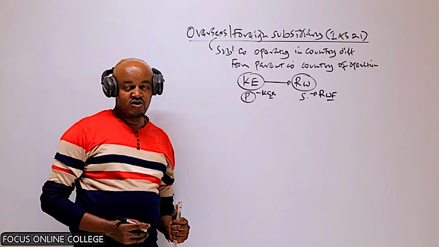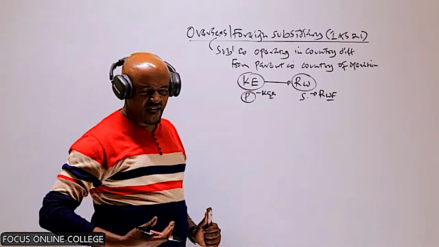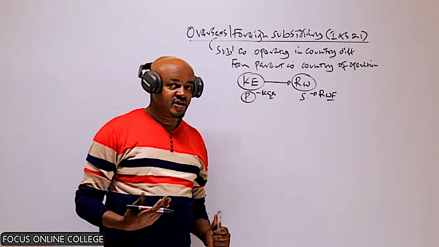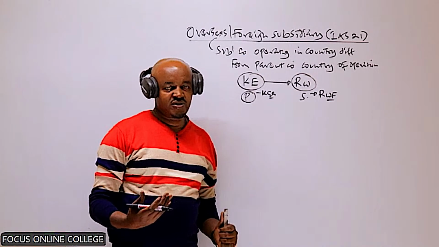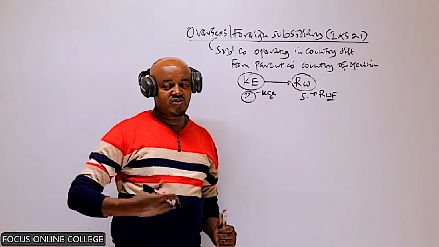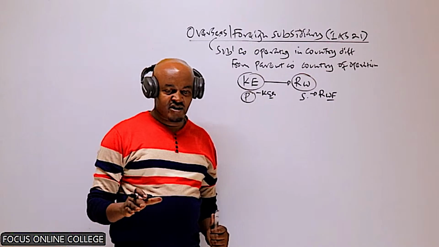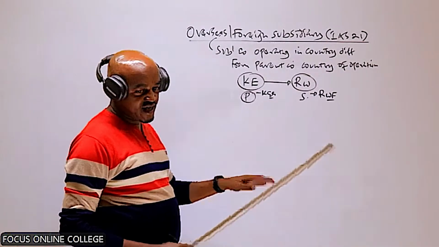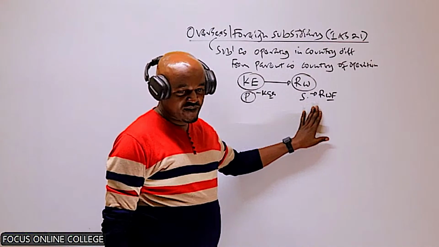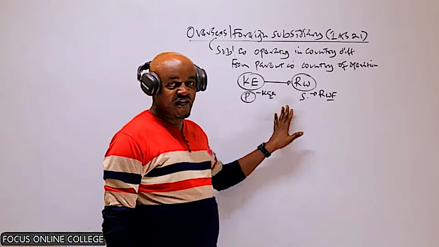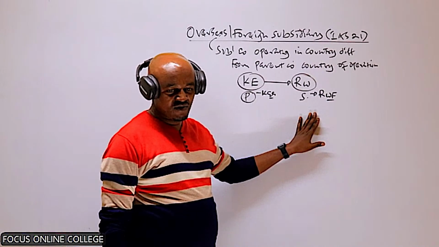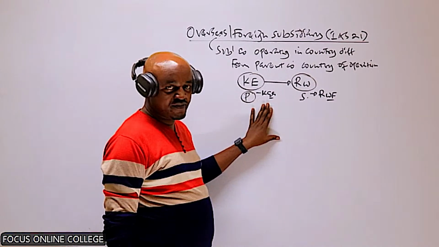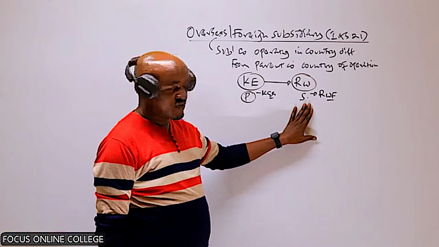Just like if you go to Tanzania, their currency is the Tanzanian shilling. If you go to Uganda, their currency is the Ugandan shilling. If you go to Rwanda, they use a currency known as the Rwandan franc. So you can see that these two companies prepare their financial statements using a different currency. The parent company prepares financial statements using the Kenyan shilling, this one using the Rwandan franc.